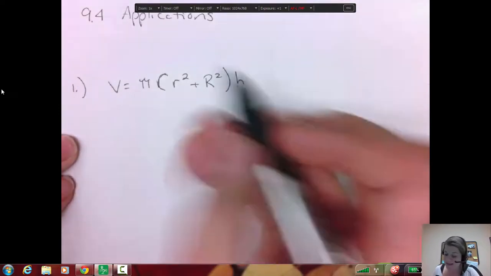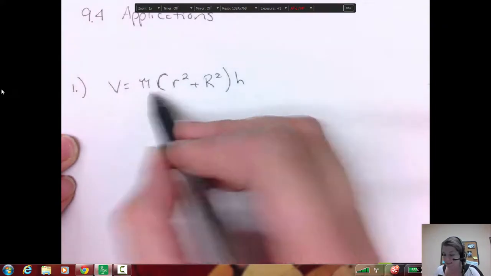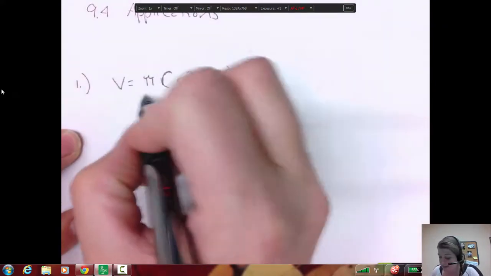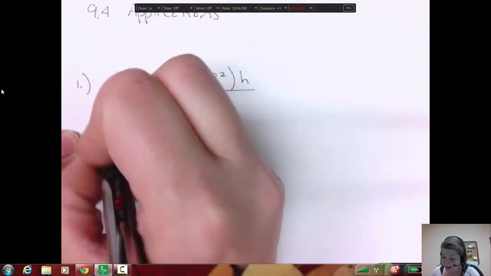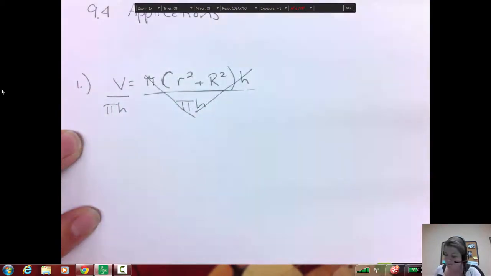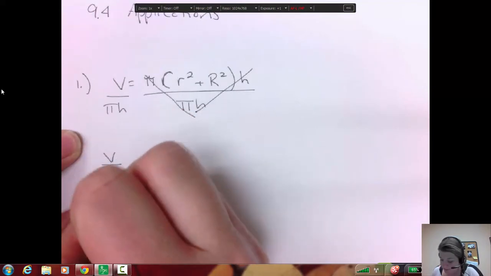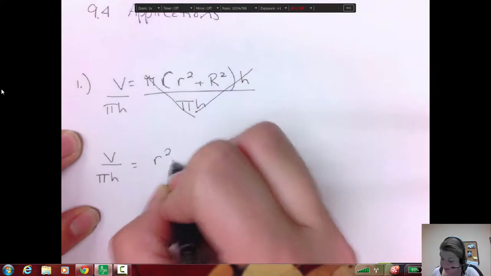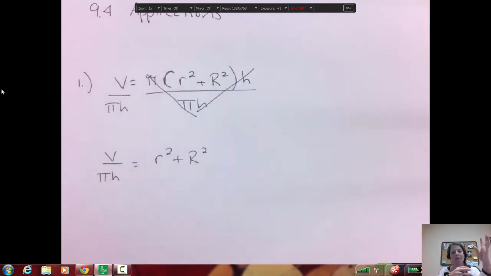The first thing is, right now we're being times by a pi and an h. Even though one's on one side, one's on the other, you can actually divide by pi h at the same time on both sides. That way they cancel here, right? And they're now over here. So I have v over pi h equals, now we just have little r squared plus big R squared. So we've gotten rid of pi and h by moving them over.